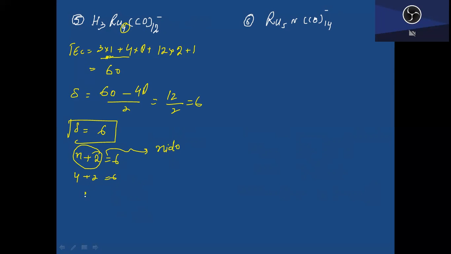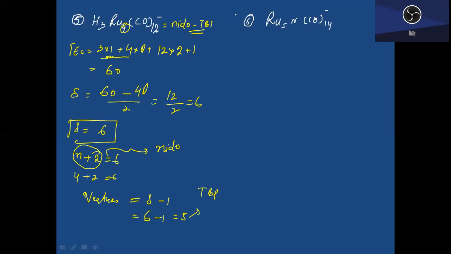Now let us see vertices. Vertices is equal to skeletal electron pairs minus 1. That is 6 minus 1, which is equal to 5. Whenever we have 5 vertices, the structure is TBP. So in this complex, the structure will be nido TBP. I hope the things are clear now.